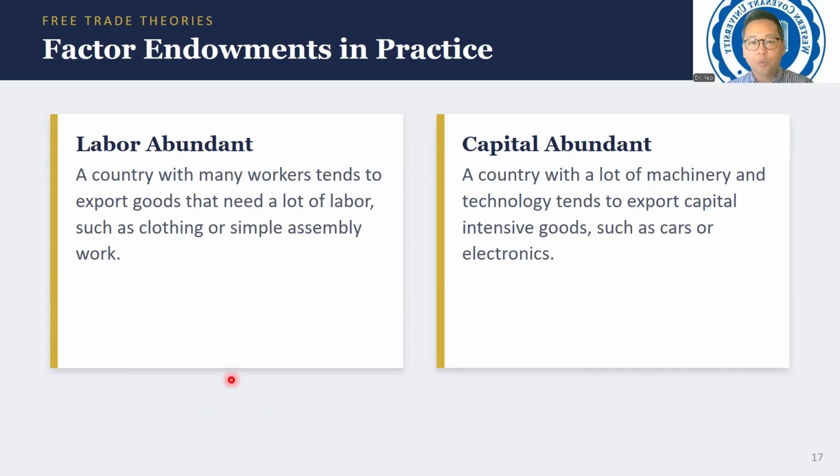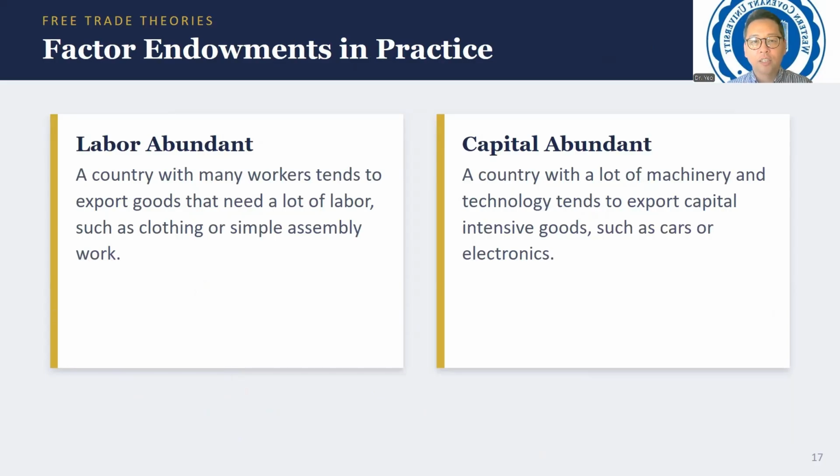Imagine a country with a very large population and many available workers, but not much advanced machinery. This country is labor abundant. It will likely specialize in exporting goods that require a lot of labor, such as clothing or simple assembly work.